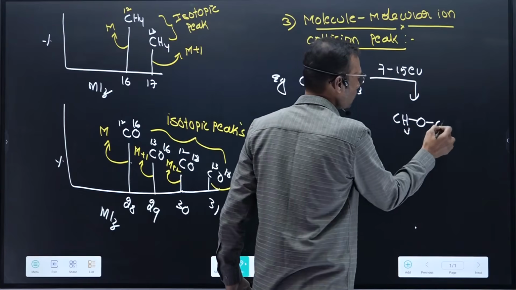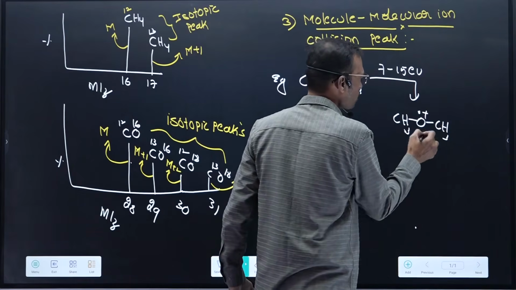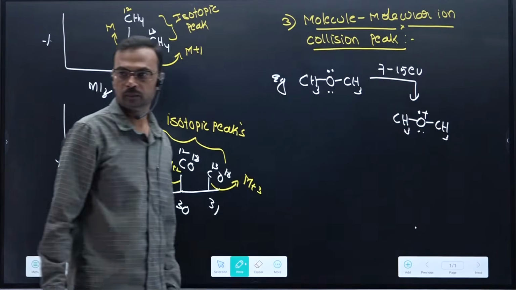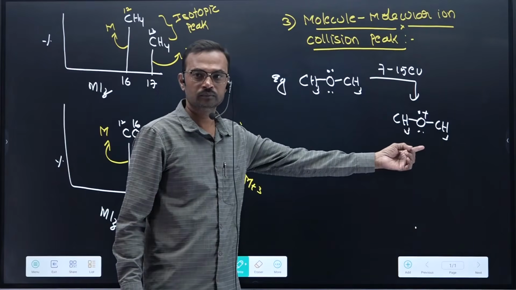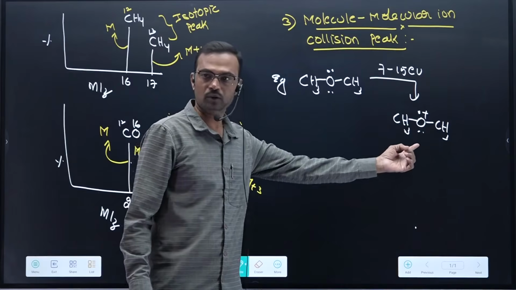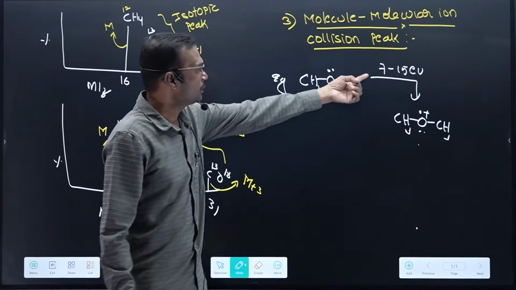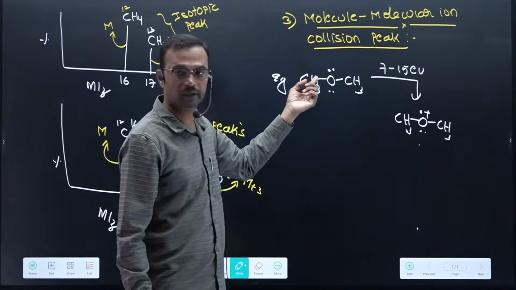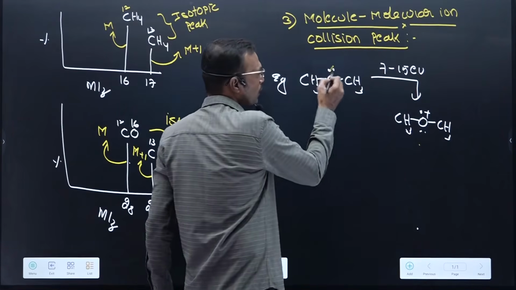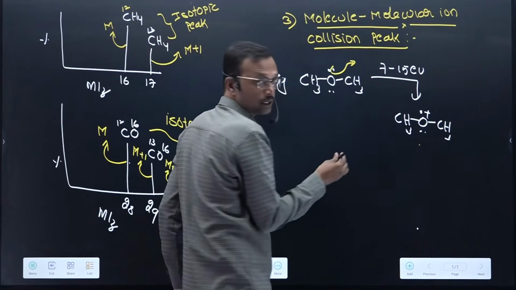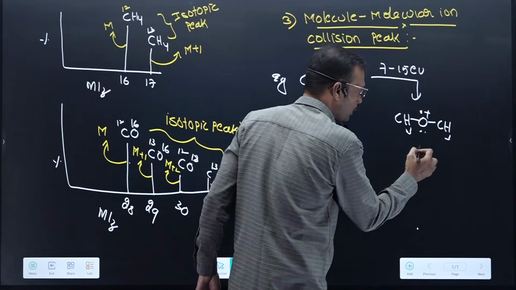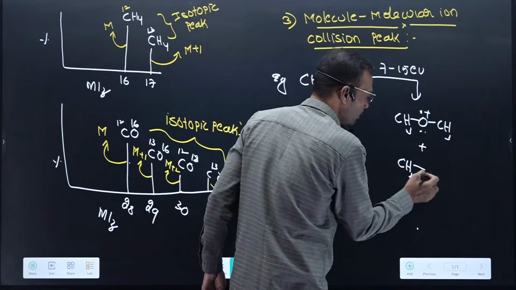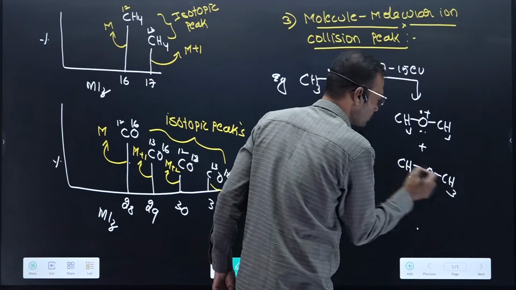is removed, then what will you expect here? There is a formation of molecular ion. Right? Is it a molecular ion or not? Yes, it is a molecular ion. 7 to 15 electron volts I supplied here. By removing one of the electrons, there is a loss of electron, forming a radical cation. Okay? Now this radical cation molecular ion is going to collide with one neutral molecule among these.